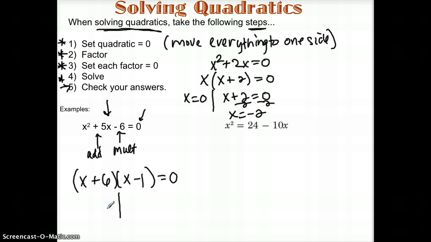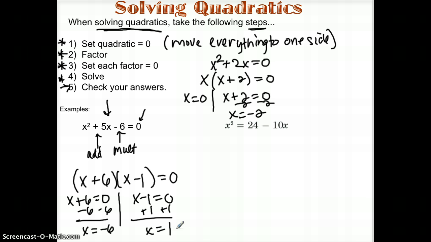Then step 3, we set each factor equal to 0. So x plus 6 equals 0, x minus 1 equals 0. Solve. Step 4, so minus the 6, you get x equals negative 6. Add the 1, x equals 1, and boom, you have your two answers. To check, plug it back in. If you square negative 6, that's 36. 5 times negative 6 is negative 30, so that's 36 minus 30 is 6, minus 6 gives you 0. And then plug in 1, 1 squared is 1, plus 5 times 1 is 5, that's 6, minus 6 is 0. So they both work, and you're done.